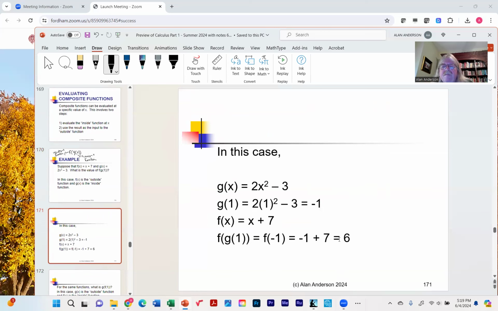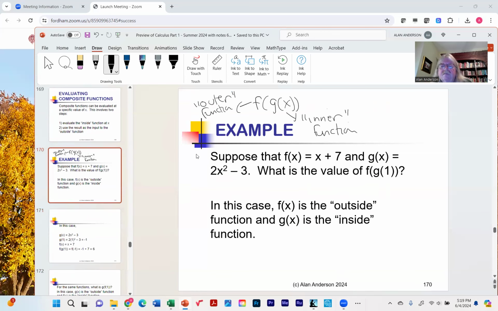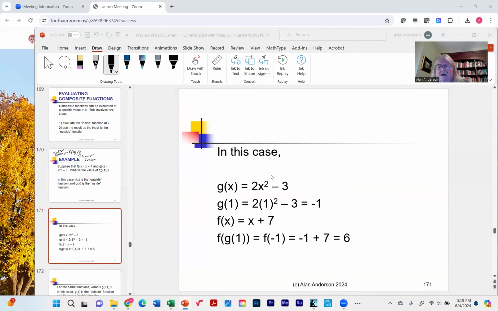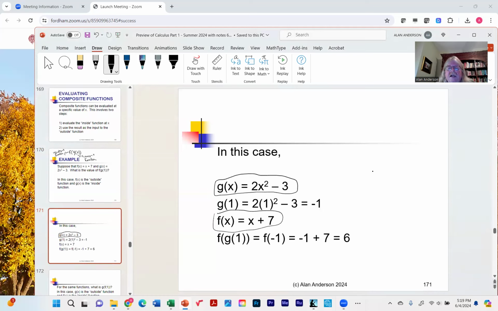So here, for example, we're asked for, let me just copy these. Well, actually, they're both here. So this is our g of x, and here's our f of x. And we're being asked to solve for f of g of 1.